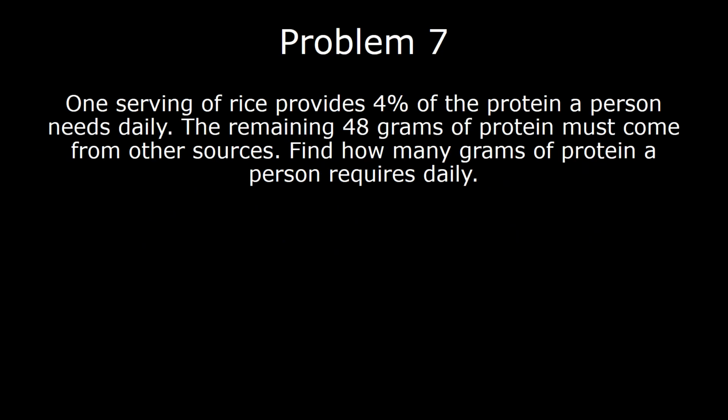Question 7. 1 serving of rice provides 4% of the protein a person needs daily. The remaining 48 grams of protein must come from other sources. Find how many grams of protein a person requires daily.